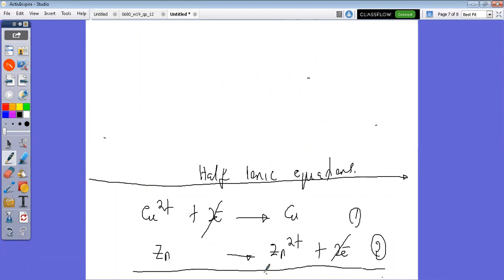We cancel the electrons. Are we together? When we cancel the electrons, we simply add the equations. We'll continue this topic next lesson. So we are simply adding the left side. We cancel the electrons, they cancel. Then we form copper plus zinc 2 plus. That's the full ionic equation.